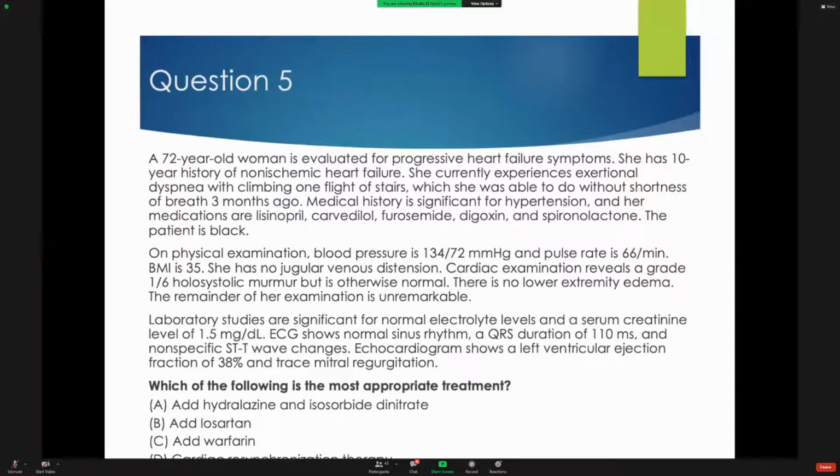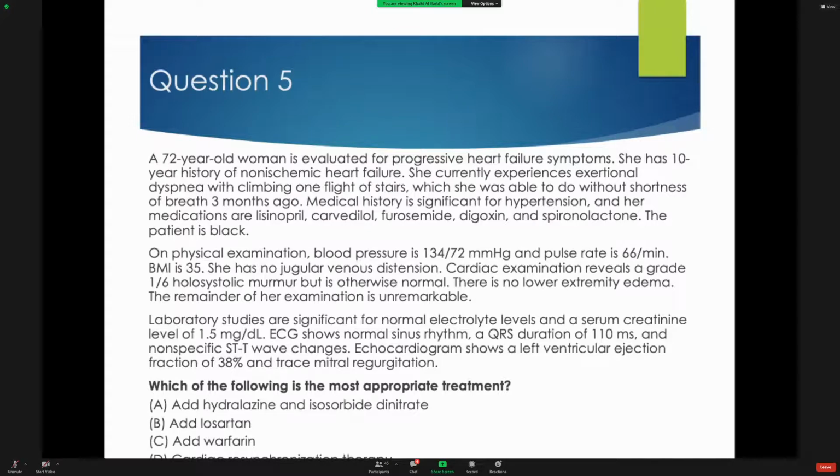Okay, take it one by one and then see. Okay, added hydralazine and isosorbide dinitrate. Now you will just consider which you will exclude, and then maybe you will be left with 2 or 1. So is it a possible answer here or not?